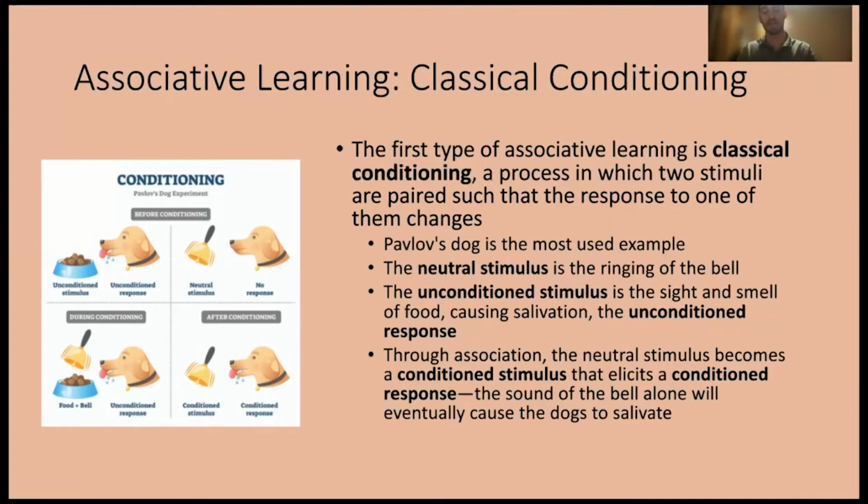So during conditioning, we take that neutral stimulus and we pair it with the unconditioned stimulus. So every time we ring the bell, we're going to give the dog food. That unconditioned response is going to be in response to the food. But since we're pairing the food and the bell, after conditioning, that conditioned stimulus, the bell, is going to elicit a conditioned response, which is salivating, just from the bell alone. So that's how classical conditioning works. It's just basic association of two stimuli.